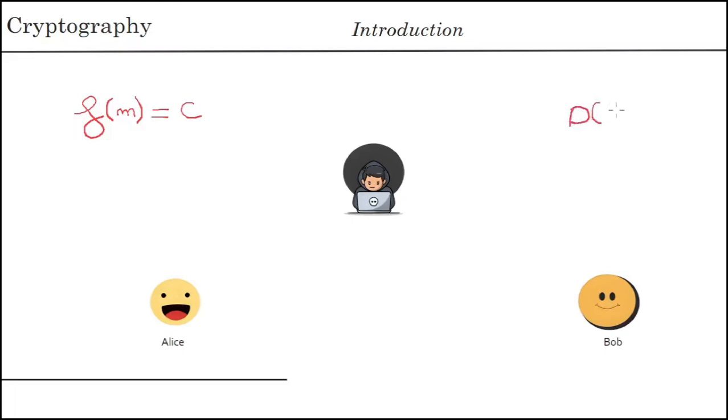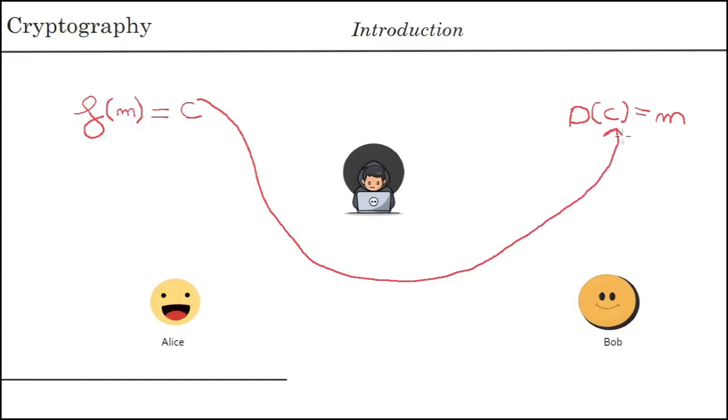This function takes C and it gives you M. Now C right here goes through here and it goes through here. Now this is the equation for encryption and this is the equation for decryption.